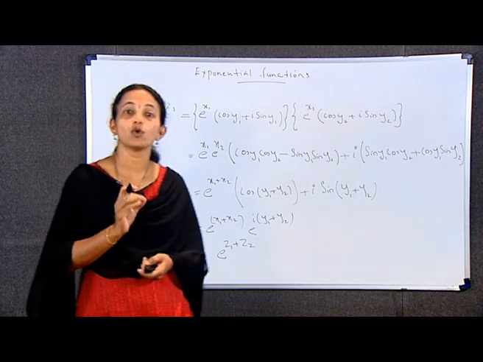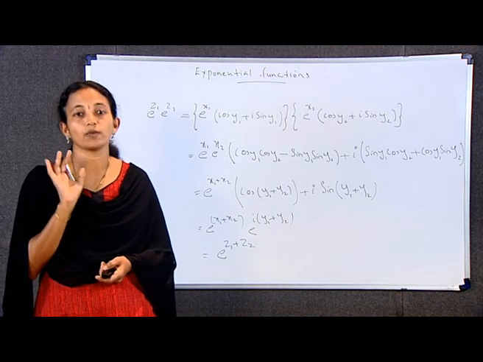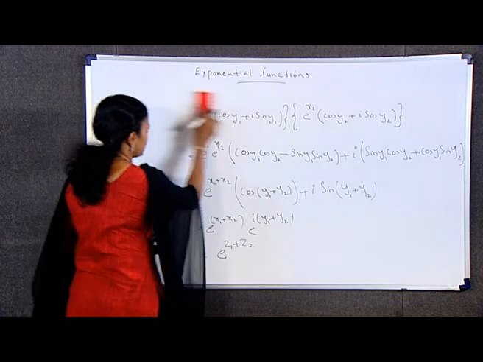Next we have modulus of e raised to iy is equal to square root of cos square y plus sin square y, which is equal to 1. Next property.